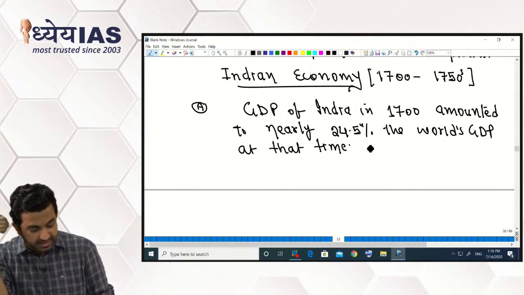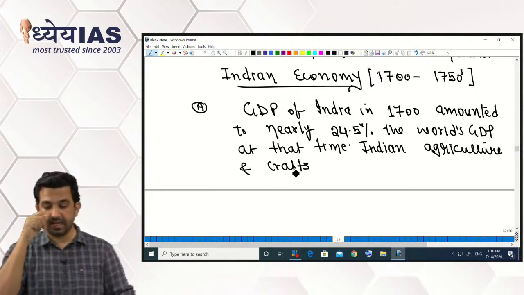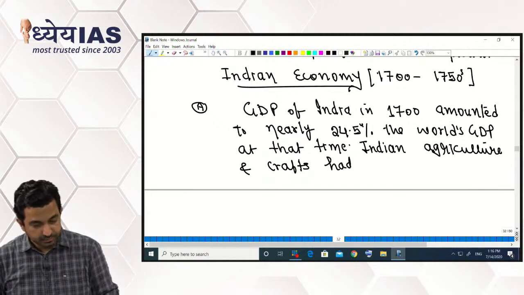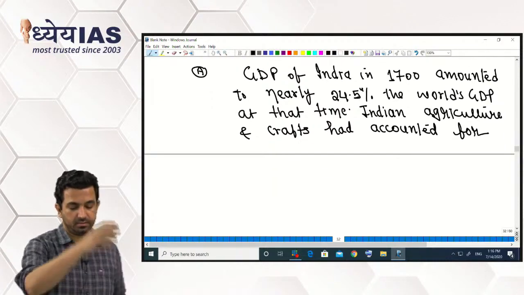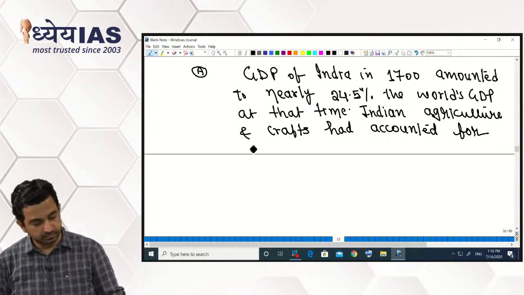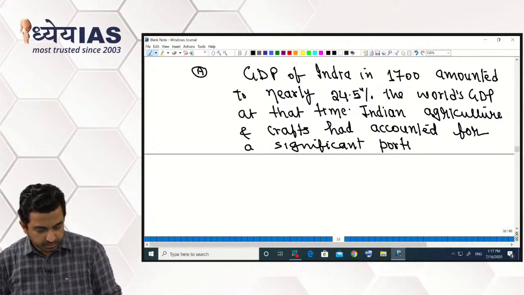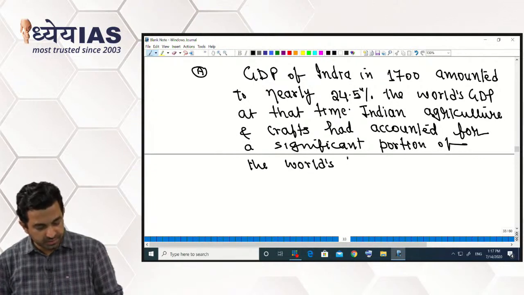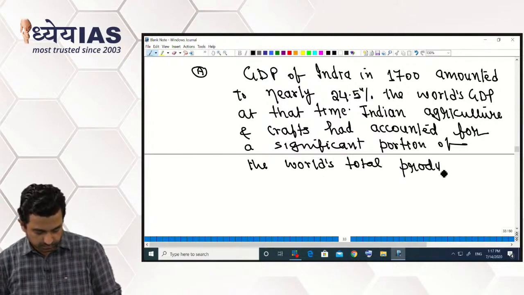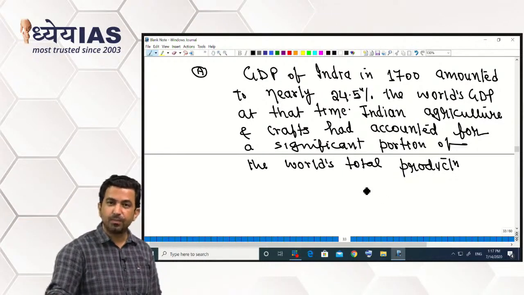And Indian agriculture and crafts had accounted for a significant portion of the world's total production.